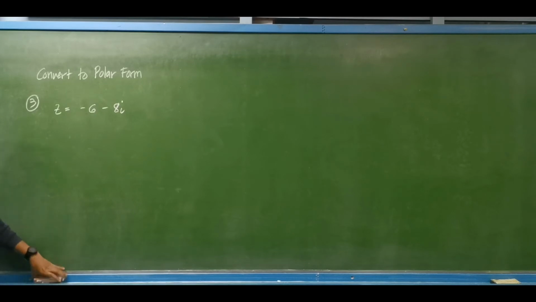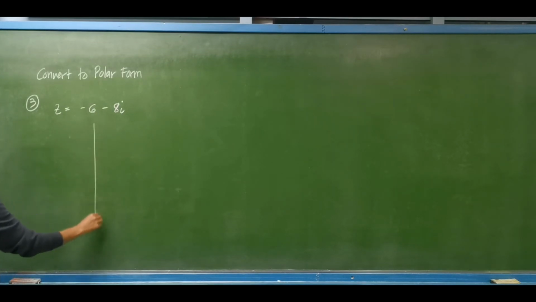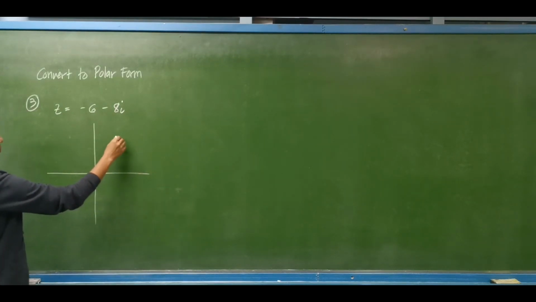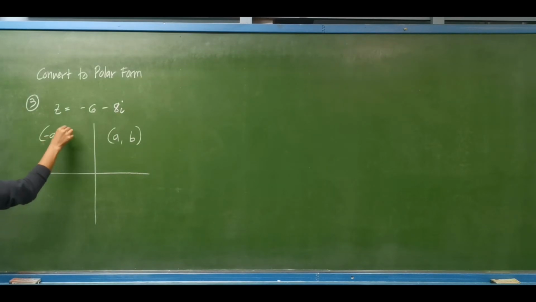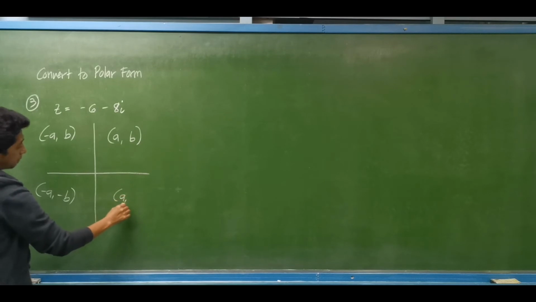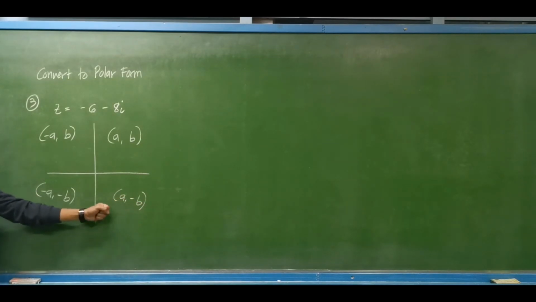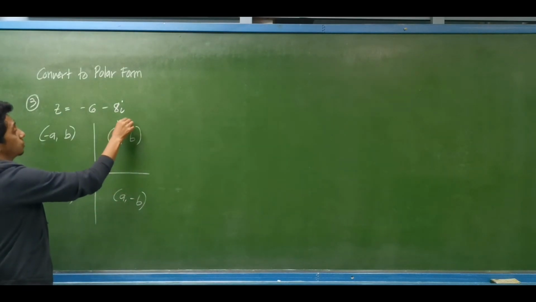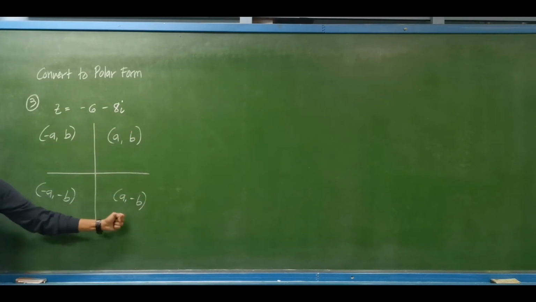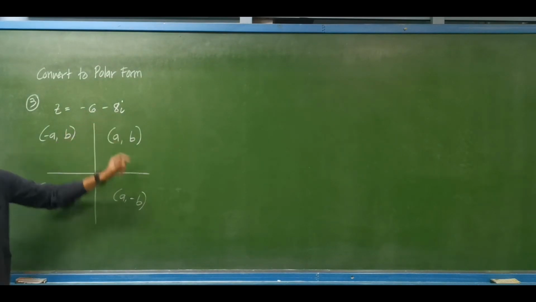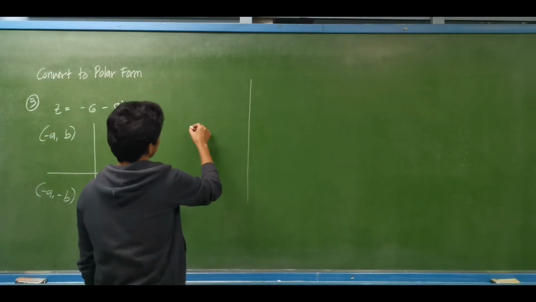By the way, how do we determine the location, or what quadrant this complex number lies in? We have 4 quadrants again. If we have a positive real part and a positive imaginary part, that is on the first quadrant. If we have a negative real part and positive imaginary part, second quadrant. If both are negative, third quadrant. And if we have a positive real part and negative imaginary part, that is on the fourth quadrant. Similar to the Cartesian coordinate system, in terms of coordinates x and y. So since we have negative 6 and negative 8, this will be on the third quadrant.